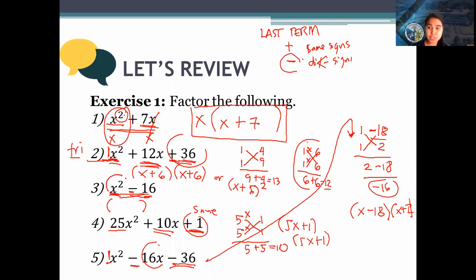If we have this format, x squared minus a number, the factors will be the square root of the first, x, x. Square root of the second, 4, 4. The one will be the plus, and the other one will be the minus. So we say x plus 4 times x minus 4. Now, do you have any questions?